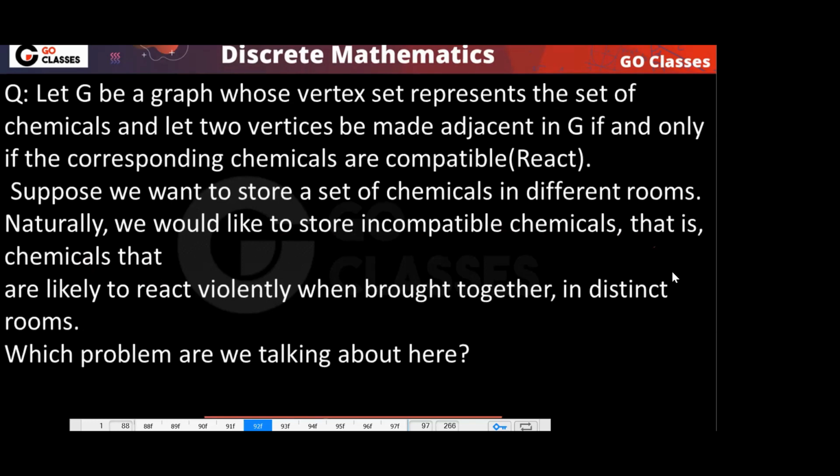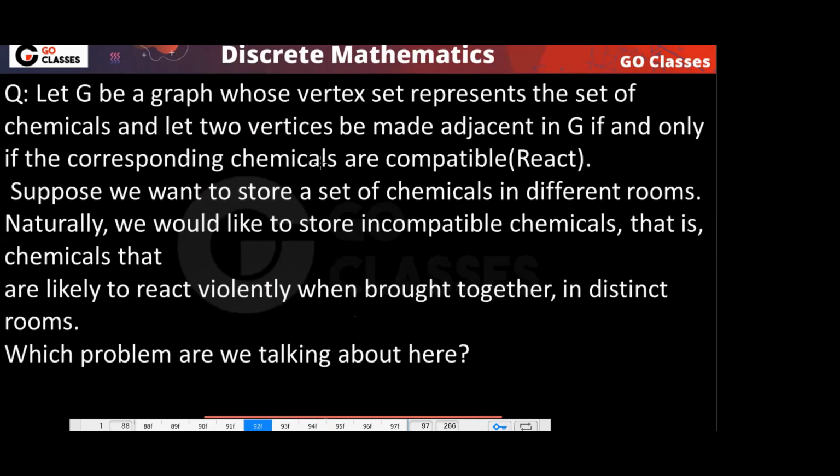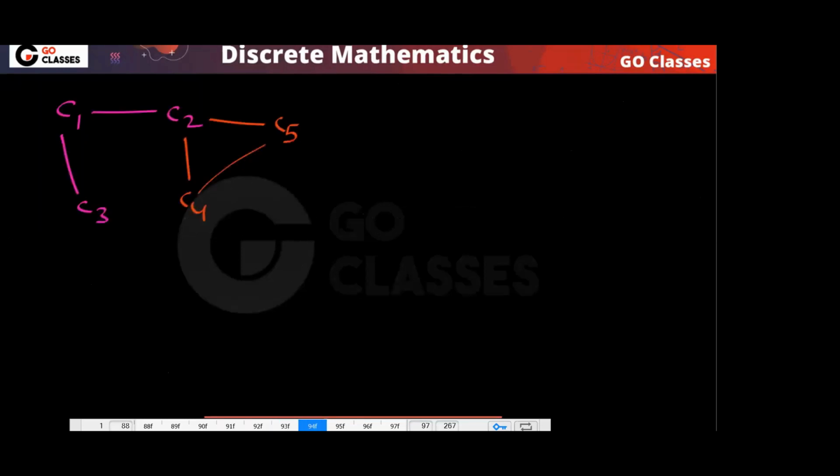Independent set. Very good. Here actually we are talking about independent set, because this question is saying that there are some chemicals, and let's assume these chemicals are reacting. Let us assume that C2 is reacting with C4 and C2 is reacting with C5, and this is the scenario. G is a graph where the vertex set is your set of chemicals. Two vertices are adjacent if and only if they react.